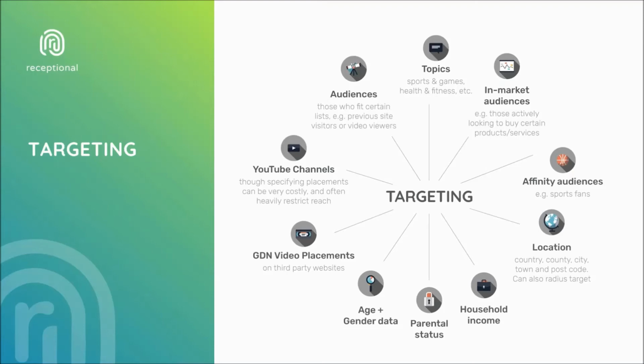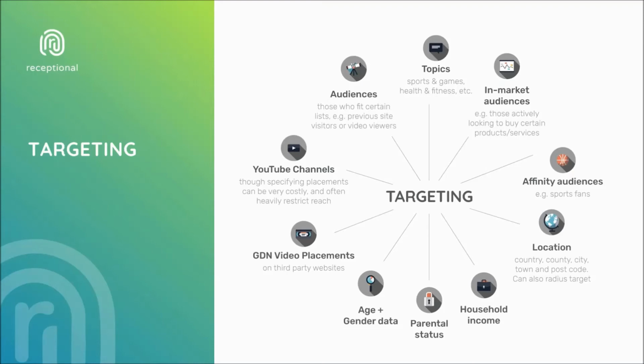We can target based on affinity audiences. For example, the example on screen is sports fans. We can target based on location, which could be as simple as country targeting, and it could be down to postcode and radius targeting as well, so we can be very targeted on that front. There are additional options in terms of household income, parental status, and then of course age and gender data in addition to device data. We can target certain video placements across Google's display network. So it may be that we wish to target video placements on, say, Sky Sports or Sky News or something like that, or indeed other placements.